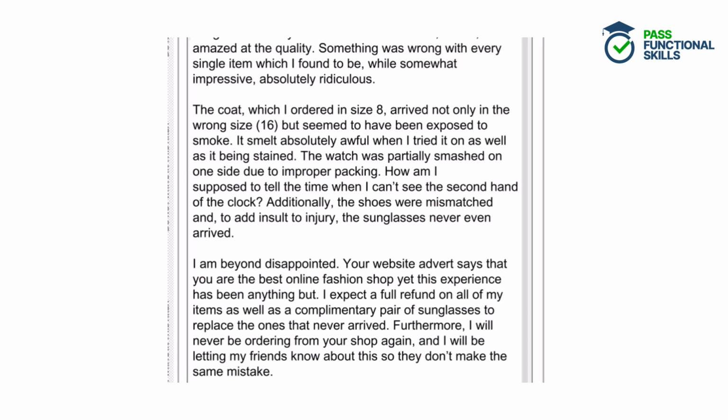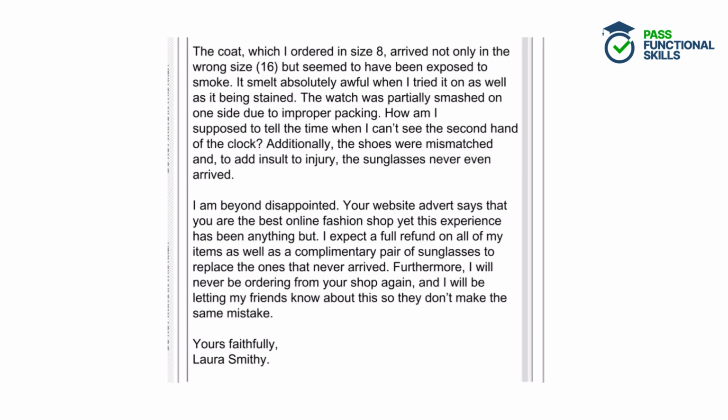The watch was partially smashed on one side due to improper packing. How am I supposed to tell the time when I can't see the second hand of the clock? Additionally, the shoes were mismatched, and to add insult to injury, the sunglasses never even arrived. I am beyond disappointed. Your website advert says that you are the best online fashion shop, yet this experience has been anything but. I expect a full refund on all of my items, as well as a complimentary pair of sunglasses to replace the ones that never arrived.